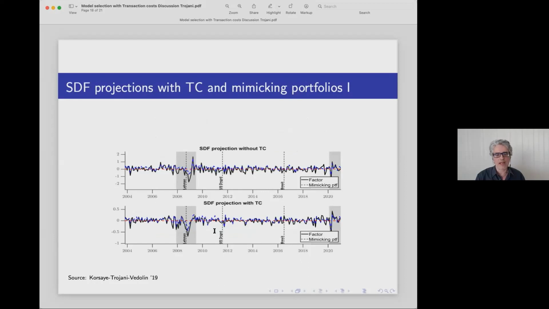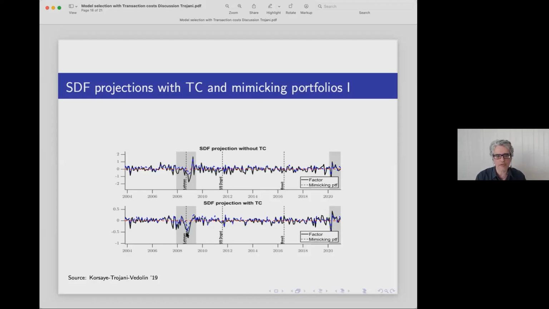And then finally, about replicating these SDF projections, because we want to construct factors. What we do here basically is use just the original assets, and we build up replicating portfolios while paying transaction cost, to the value factor. And you see what happens here. In black, this is the SDF constructed with transaction cost, and the replicating portfolio constructed while incorporating ex-ante transaction cost in the performance. So you can replicate this pretty well.